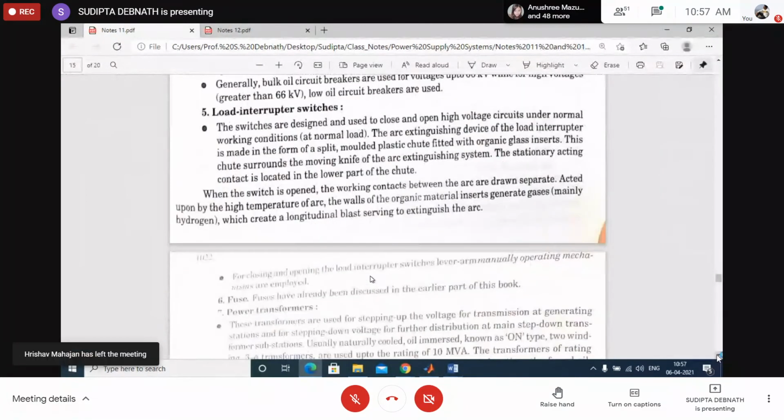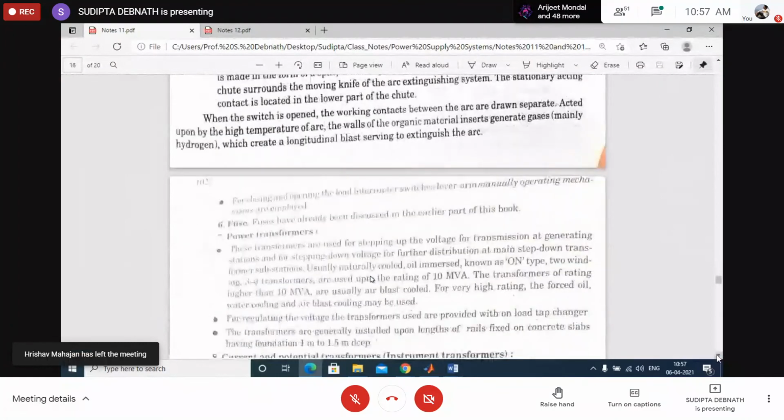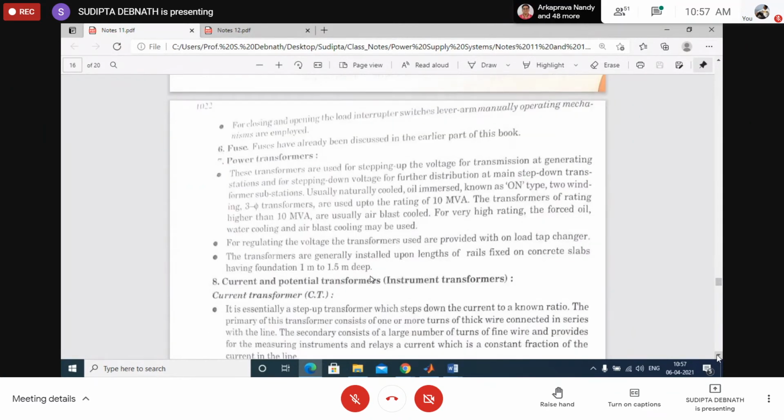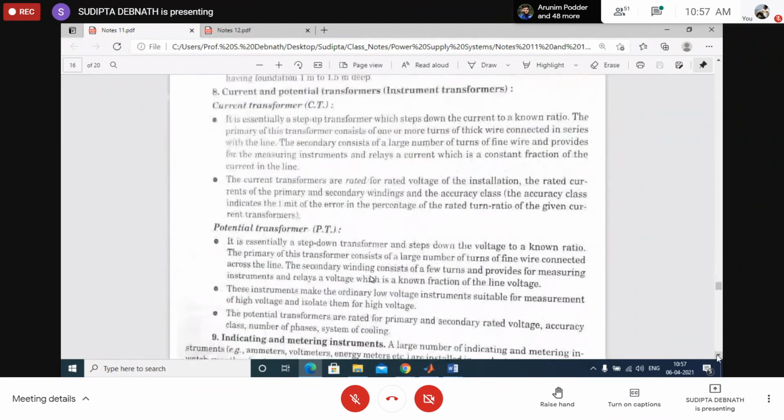Now, fuse we have already studied. Power transformers, you know, transformers are an integral part of any substation. So transformers I will not discuss. You will elaborately study transformers in machines. And then current and potential transformers. Actually, these are called instrument transformers.